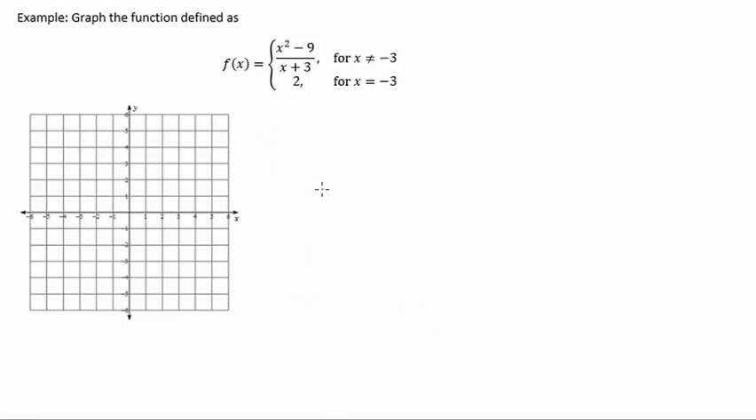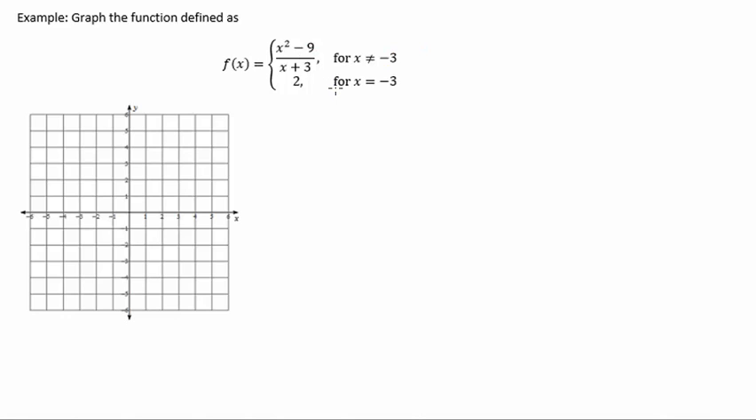Let's graph this piecewise defined function. On this function, it's a little bit different than others you might see because instead of having intervals over here on the side, we basically just have two choices. Either the number we're plugging in is -3, which means we go with the second equation, or it's something other than -3, which means we go with the first equation.